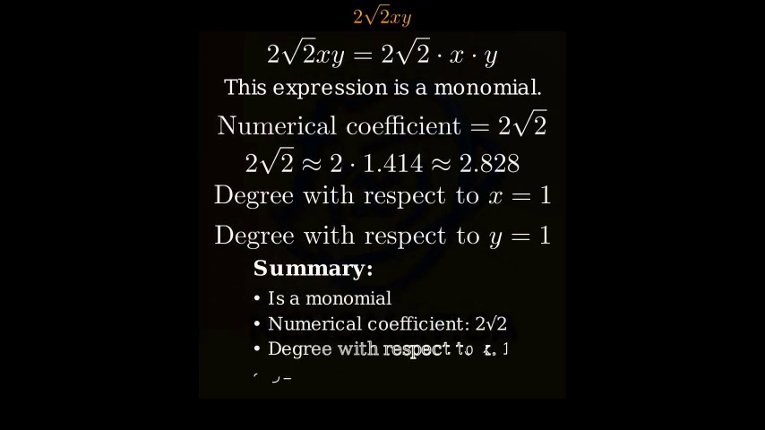So for our second example, we have determined that 2 square root of 2 times x times y is a monomial. Its numerical coefficient is 2 square root of 2, and the degree with respect to both x and y is 1.